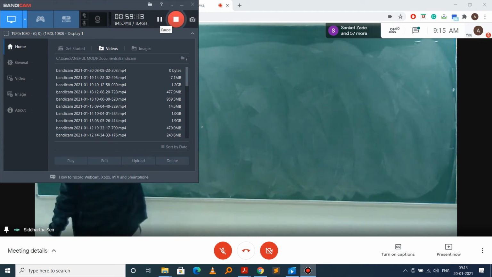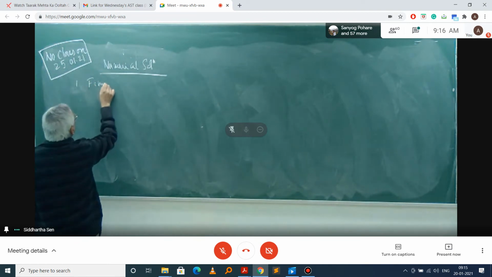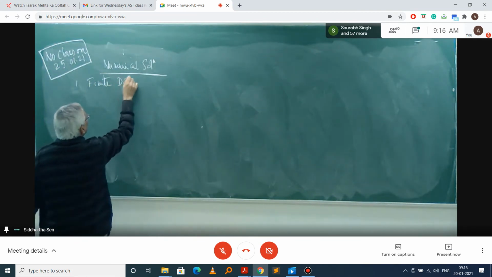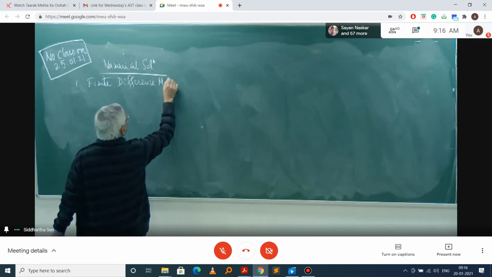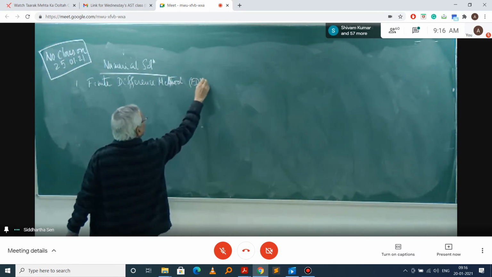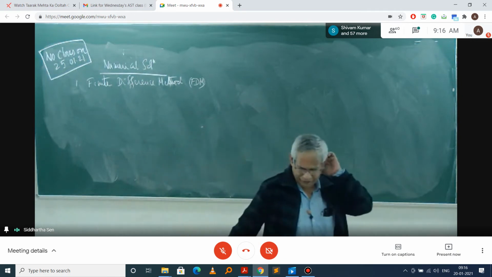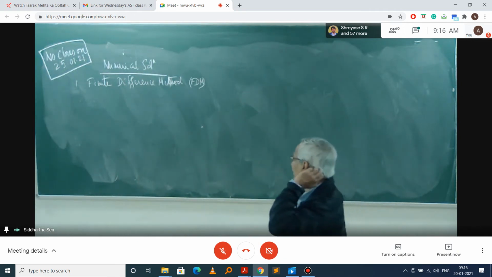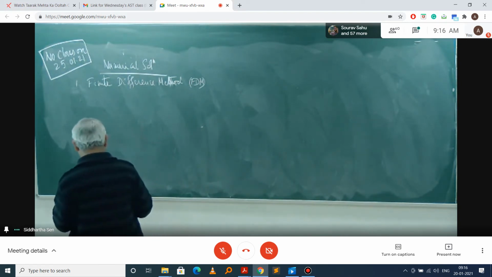Mayank, which is basically, first one will go for finite difference method. Often it is called FDM. One is FEM and one is FDM. FDM is very simple. In fact, it comes out from the basic differential equations there. It's a numerical method there.